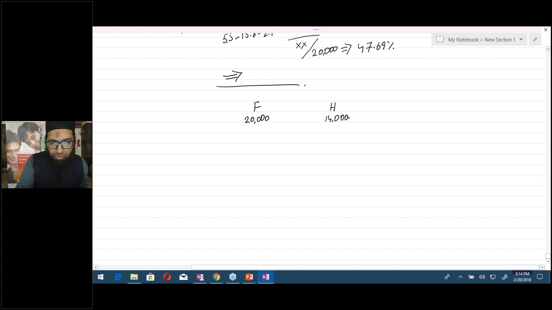So now let's prepare the mix of that. First of all, both of these two are divisible by 1,000. So if I divide it, my answer will be 20:14. Now both of them are divisible by 2 as well. If I divide by 2, the answer will be 10, and for this, the answer will be 7.